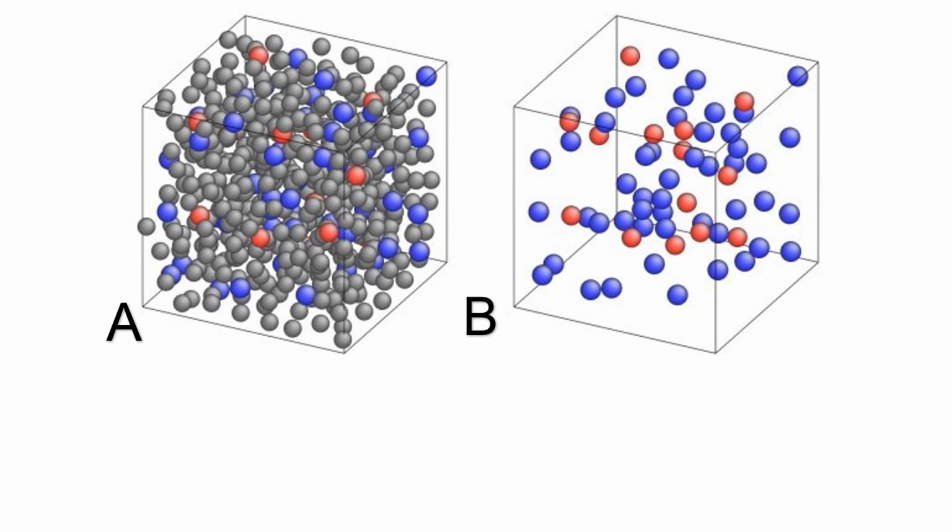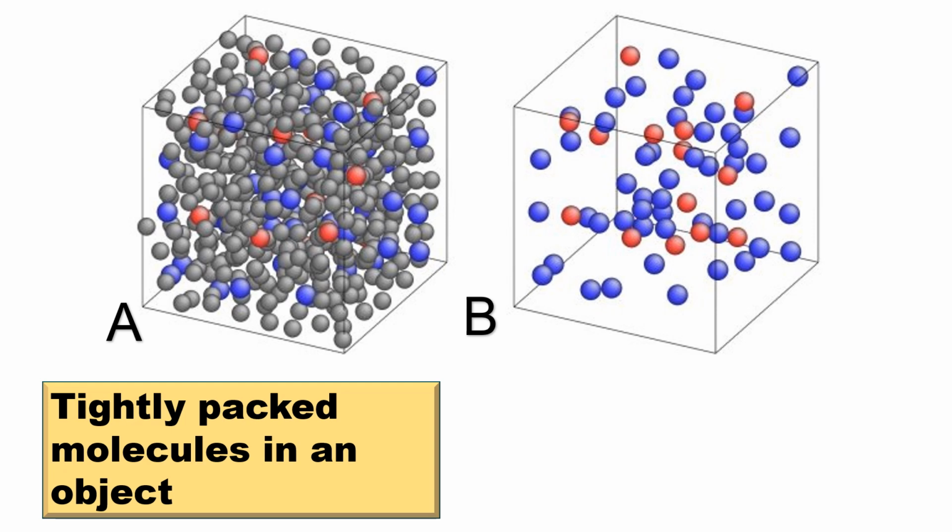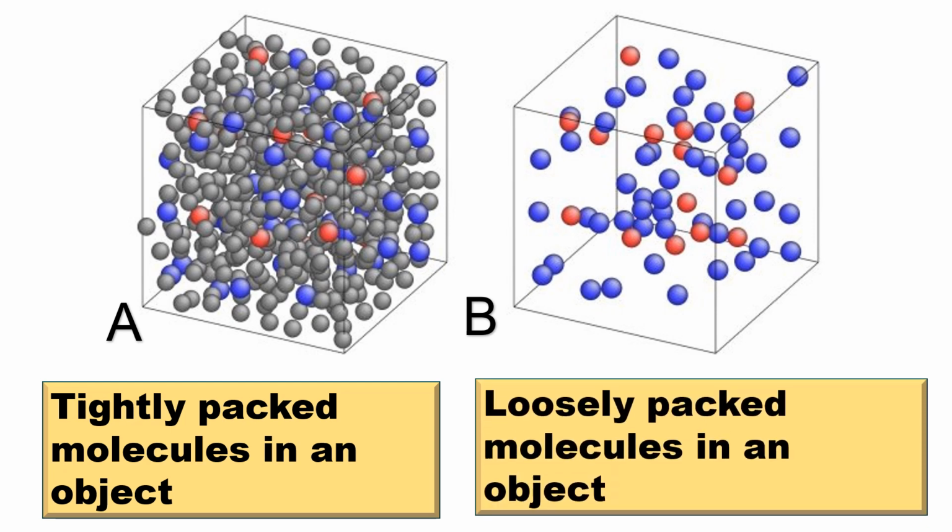This picture illustrates the amount of molecules in an object. Object A has tightly packed molecules, whereas Object B has loosely packed molecules. As we learned in our previous slide, density is the degree of compactness of an object. So which do you think is denser? Is it Object A or Object B? Very good. Object A contains more molecules than Object B, which means Object A is denser than Object B. So, Object A will sink in water, whereas Object B will float.